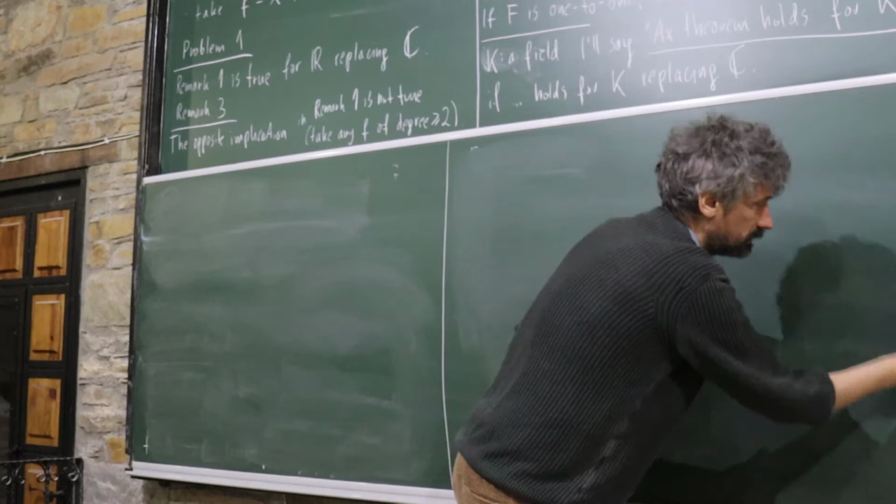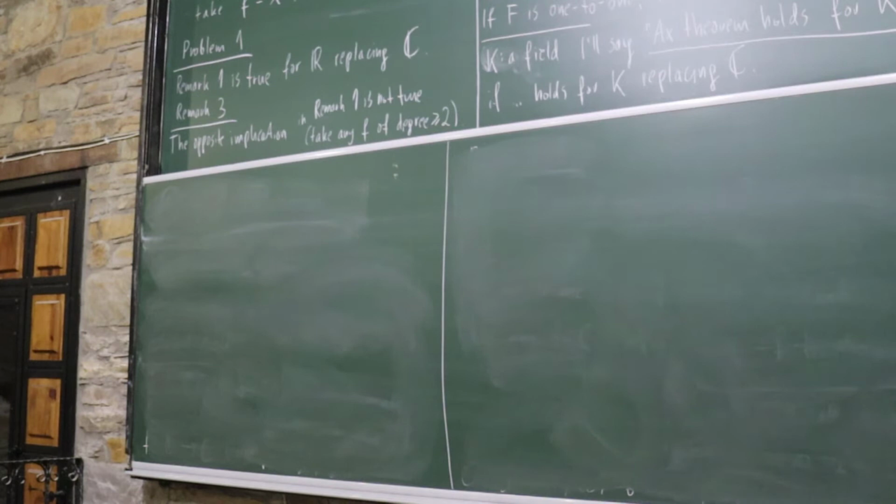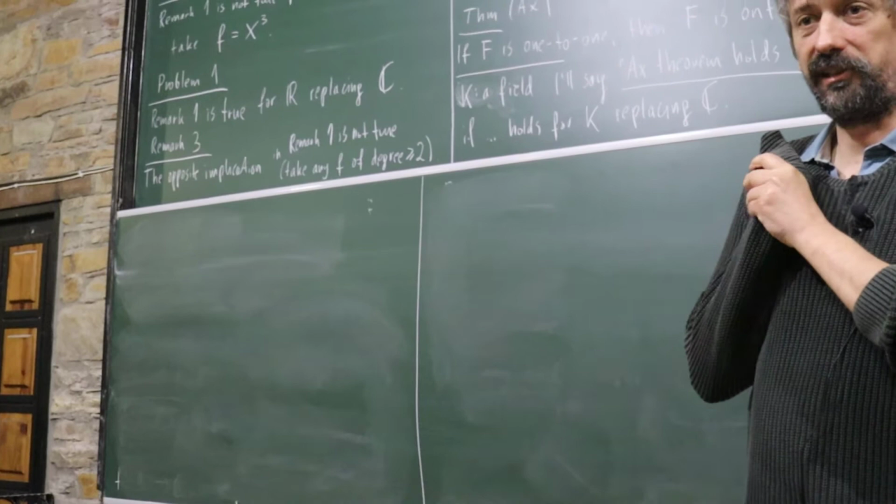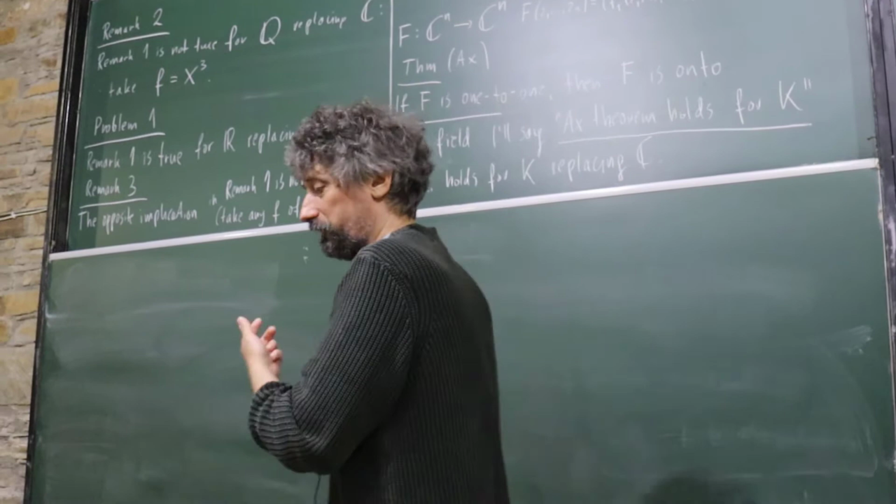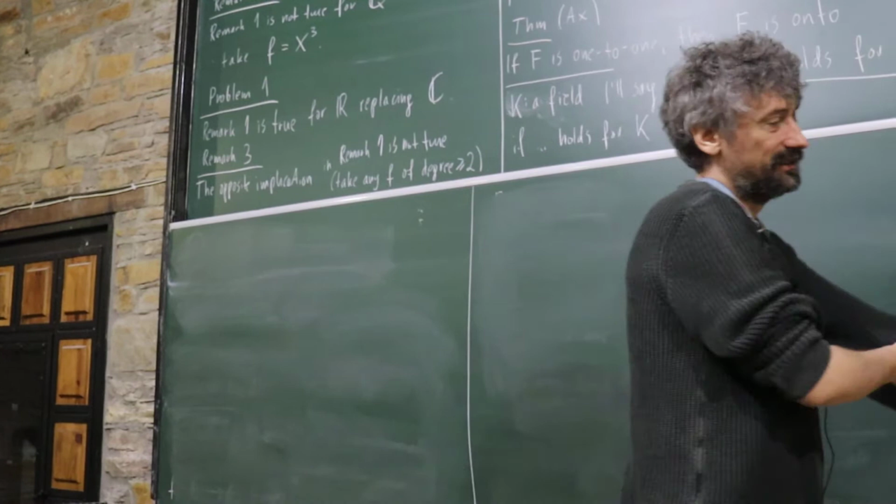Okay, so far there was no model theory. Is there a counterexample for a function that is non-zero, but not 1 to 1? Again, anything of degree at least 2. Because it's an algebraically closed field, yes? So everything of degree at least 2, which is non-constant, cannot be 1 to 1. The same for n equal 1 even.